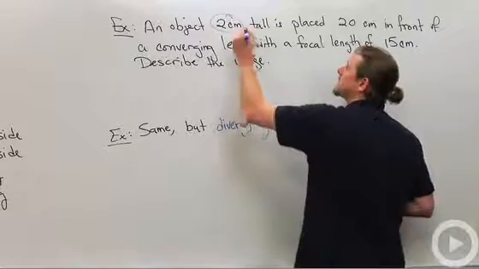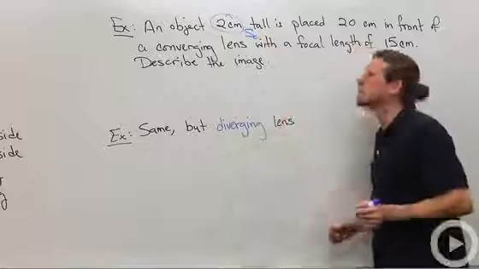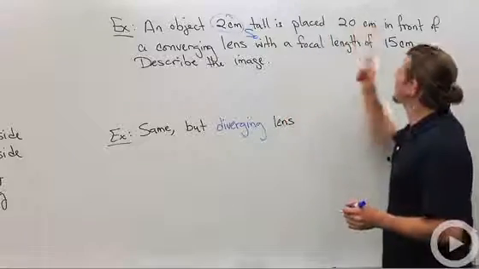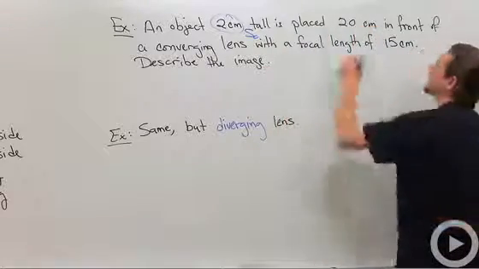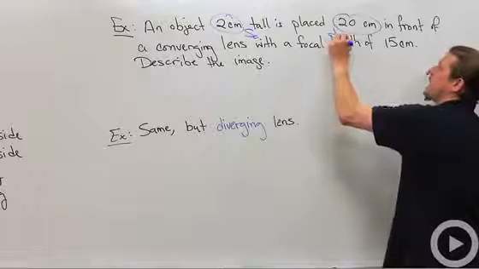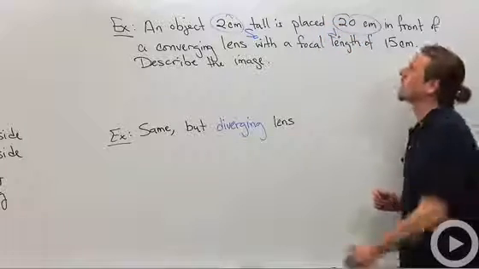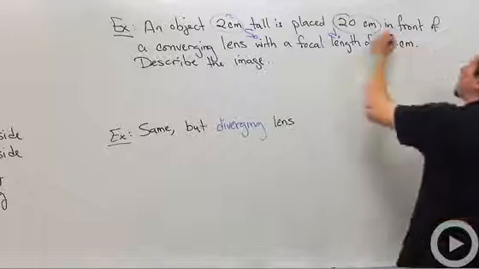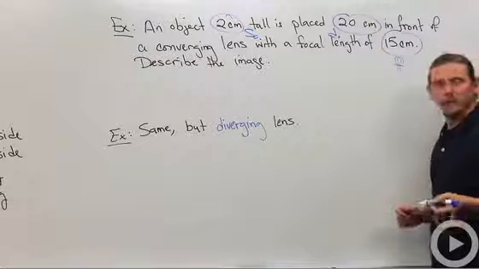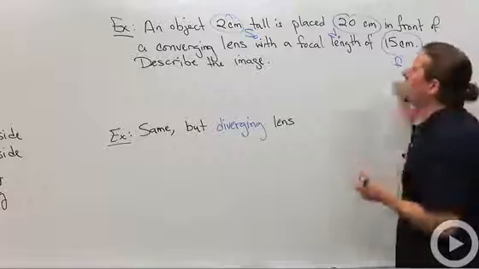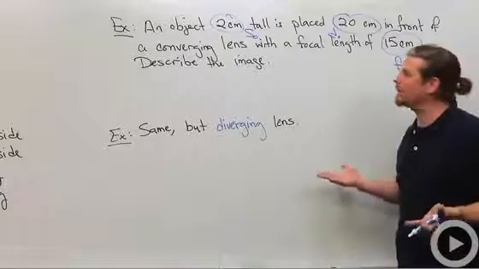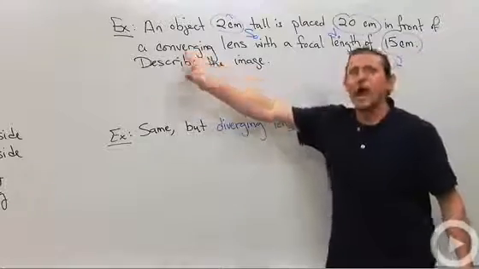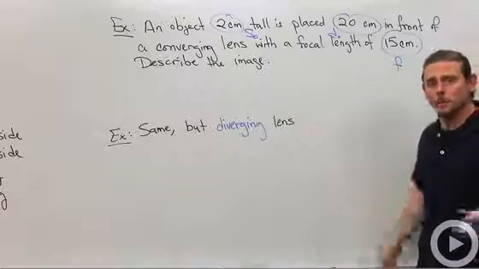So this is the size of the object. And it's placed 20 centimeters in front of a converging lens. So this is going to be my distance of the object with a focal length of 15 centimeters. So this is going to be my f. All right? Now, am I going to take it as positive or negative? Well, it's a converging lens, and so that means that my focus should be positive.